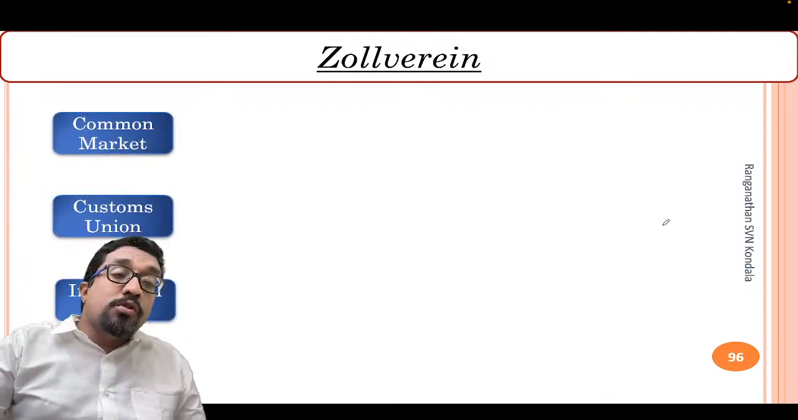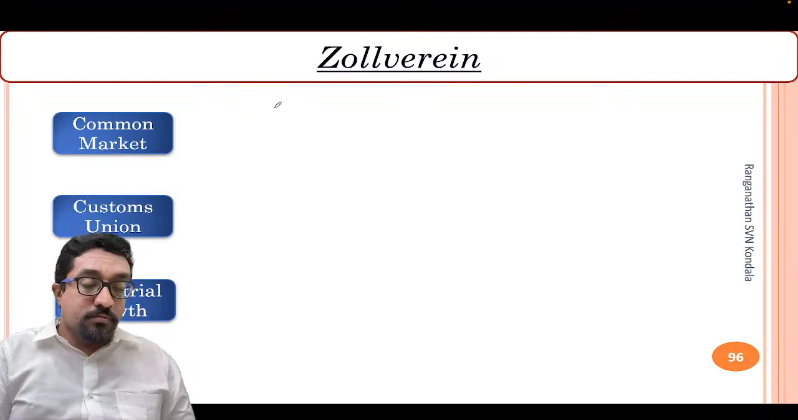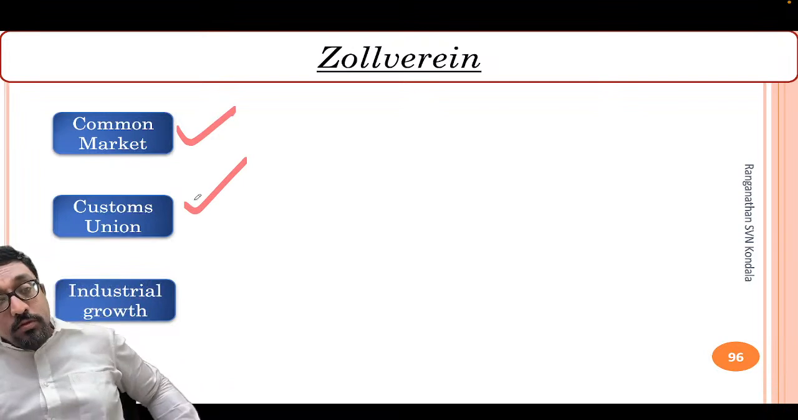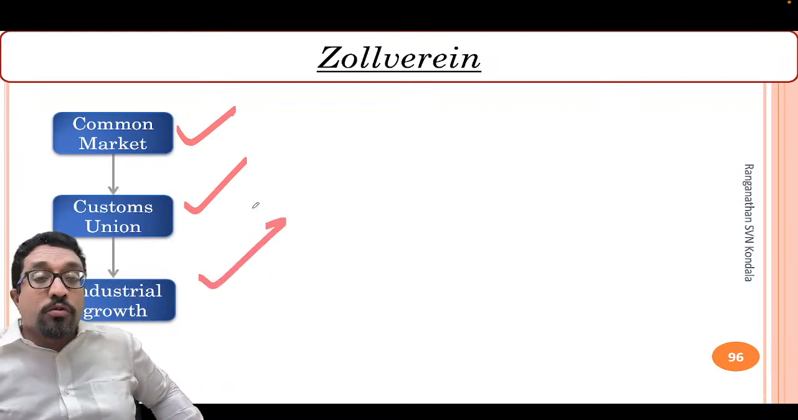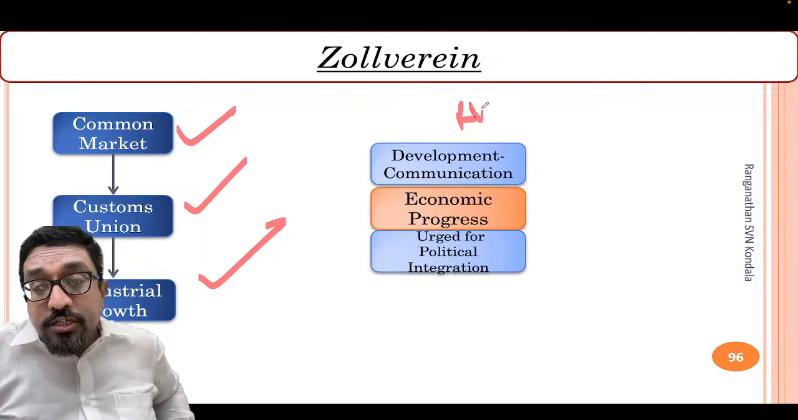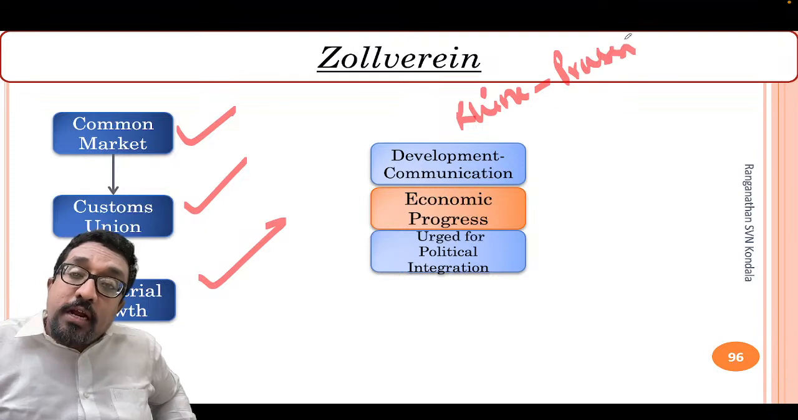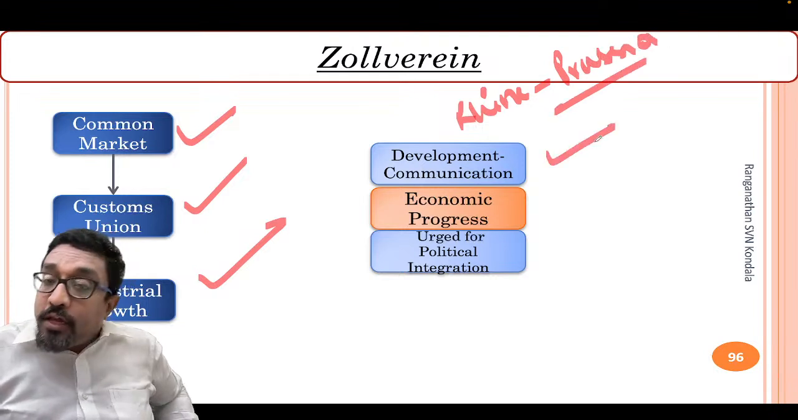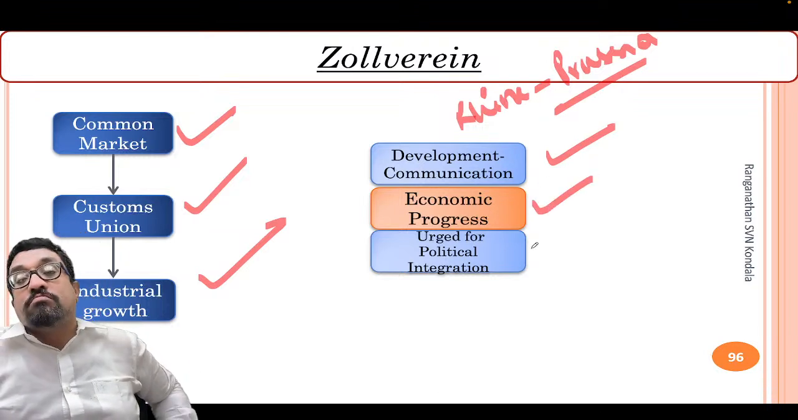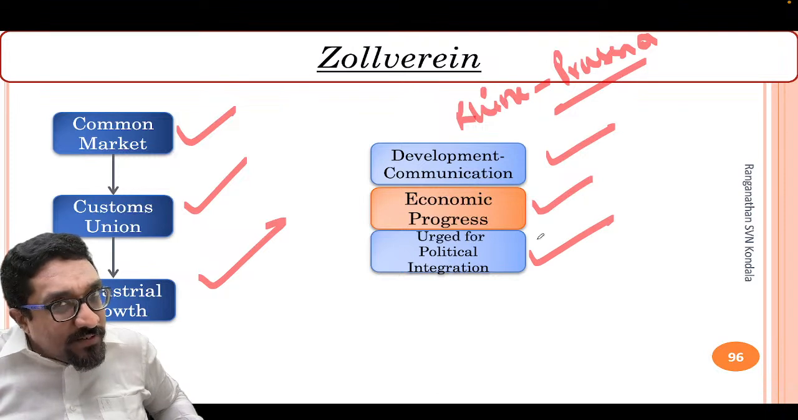Now, what would Zollverein do? Zollverein creates a common market supported by a customs union, and also encourages industrial growth. Slowly, the Rhine nations and Prussia started to develop communication among themselves. From there, they moved into economic progress, finally urging for complete political integration with Prussia.